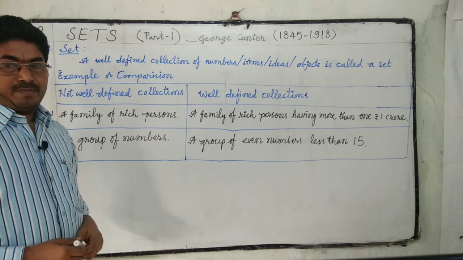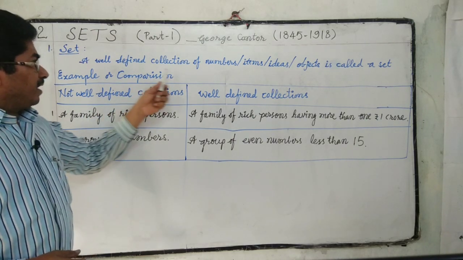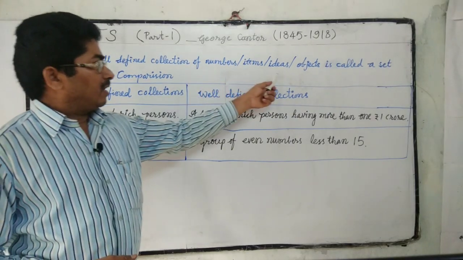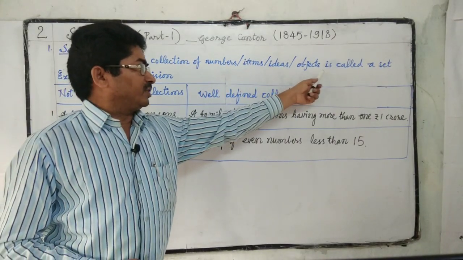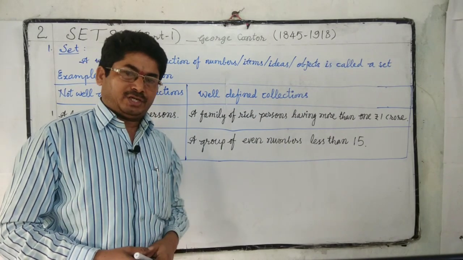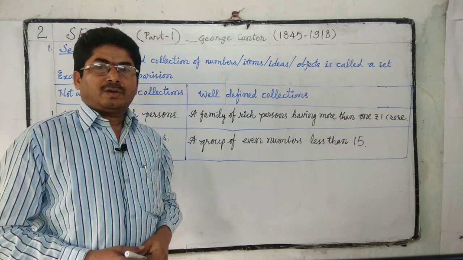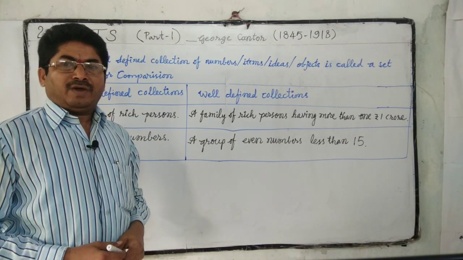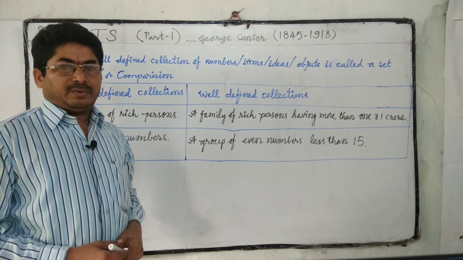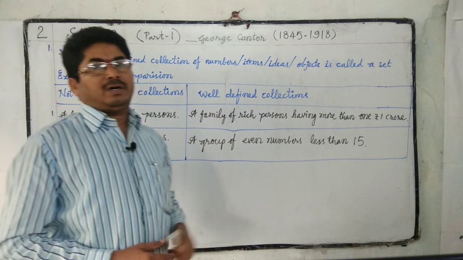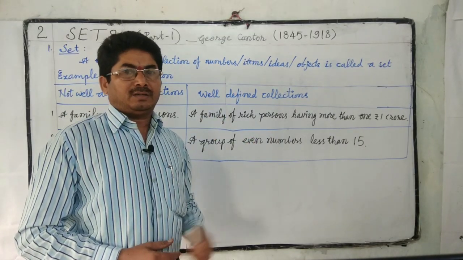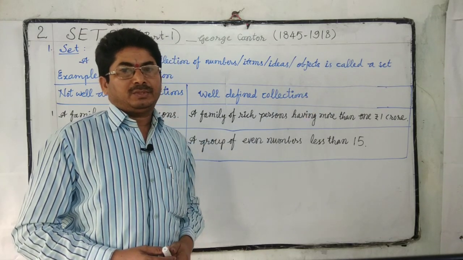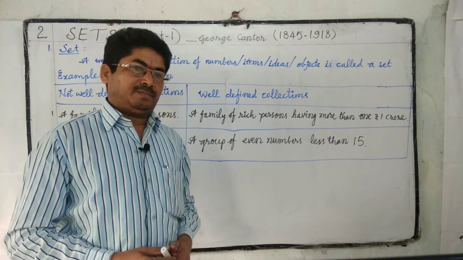What is a set? A well-defined collection of numbers or items or ideas or objects is called a set.